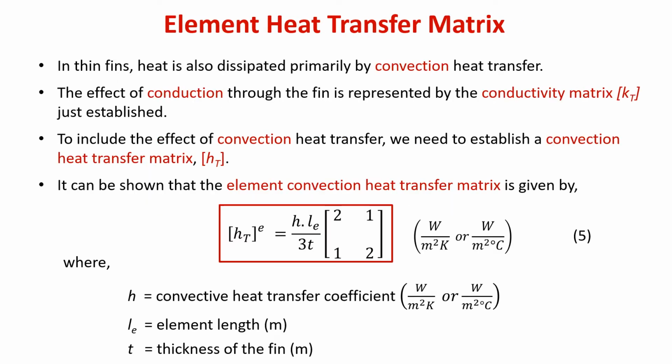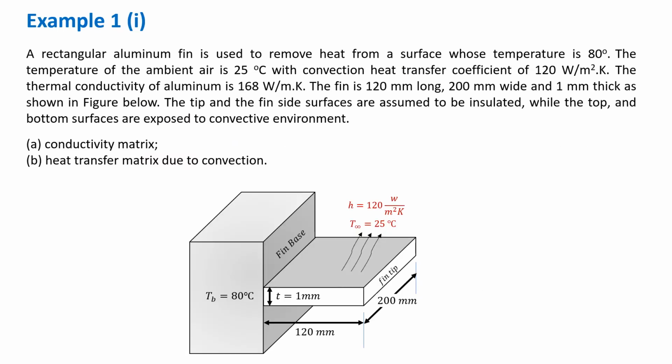As mentioned in the second slide of this chapter, two heat transfer modes, conduction and convection, occur simultaneously. Therefore, to include the effect of convection heat transfer, we also need to establish a convection heat transfer matrix as shown in equation 5, where H is the convective heat transfer coefficient with the unit watt per meter square Kelvin or watt per meter square Celsius, L is the element length and T is the thickness of the fin.